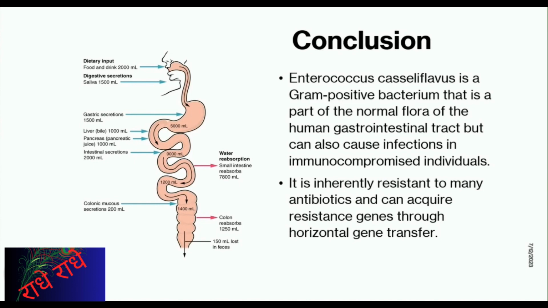Furthermore, Enterococcus casseliflavus has the ability to acquire resistance genes through a process called horizontal gene transfer. This means that it can exchange genetic material with other bacteria, potentially acquiring additional resistance mechanisms and further reducing treatment options. The combination of inherent antibiotic resistance and the potential for acquiring new resistance genes makes Enterococcus casseliflavus a challenging bacterium to manage and treat, particularly in immunocompromised individuals. Careful monitoring and appropriate antibiotic stewardship are necessary to prevent the spread and emergence of antibiotic-resistant strains.